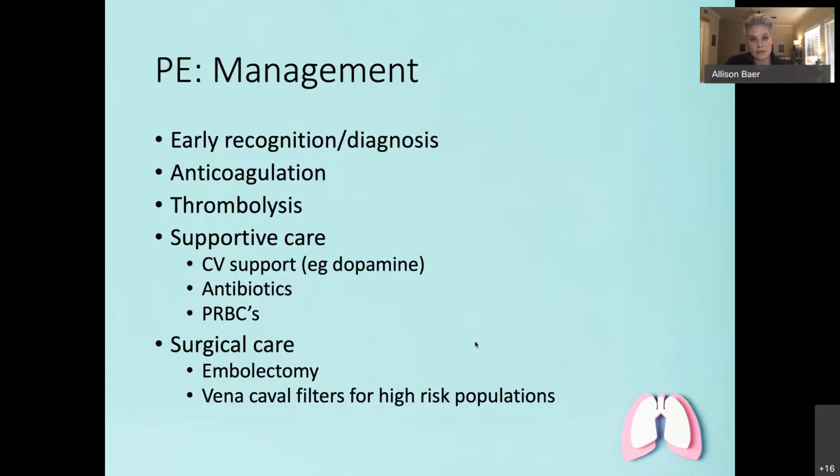And if they're really high risk or have recurrences, they might need one of those IVC, the vena cava filters, to kind of filter out any clots before it gets to their heart. That's just in the lab. In the meantime, cardiac support if they need pressors in the interim until it resolves, antibiotics, and they might need blood cells just because you want to kind of tank them up to increase their oxygen carrying capacity.